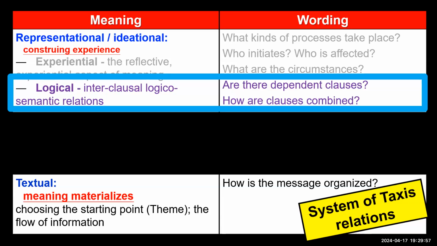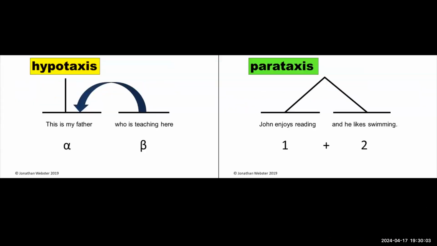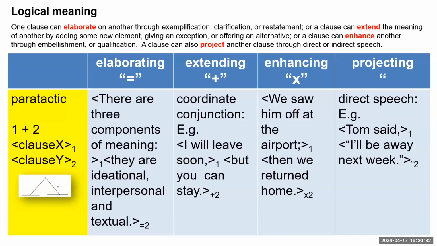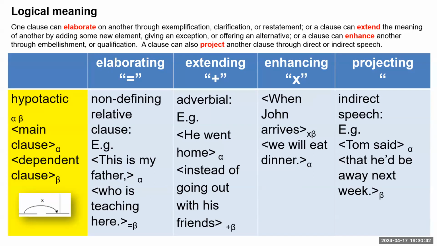Textual also looks at the taxis relations, hypotaxis, parataxis. This is textual, but at the same time, it is also logical. We see some overlap here. When we talk about parataxis, hypotaxis, logical relations, it is both part of the ideational metafunction and the textual metafunction. Logical meaning, whether it is elaborating, extending, enhancing, projecting, can be paratactic or it could be hypotactic.